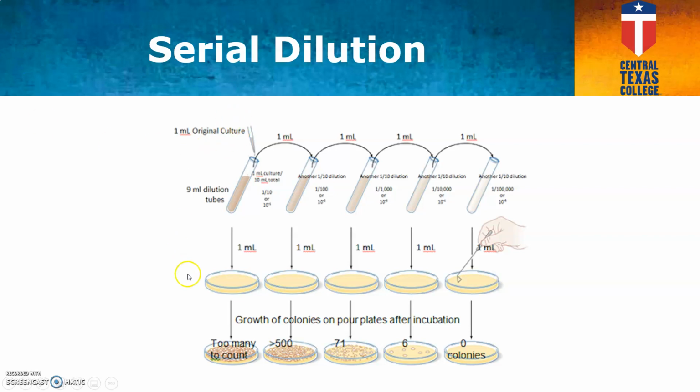And so what you're going to want to do is plate 1 milliliter of the solution onto the bacterial plates, and then you're going to let it grow. And then you're going to look for the colonies that you can count. So here, as you can see, there's too many to count. So this would be a bad candidate for serial dilution. 500 is still pretty bad. And I believe 6 is way too low. So you're going to want to take this one, for 71.